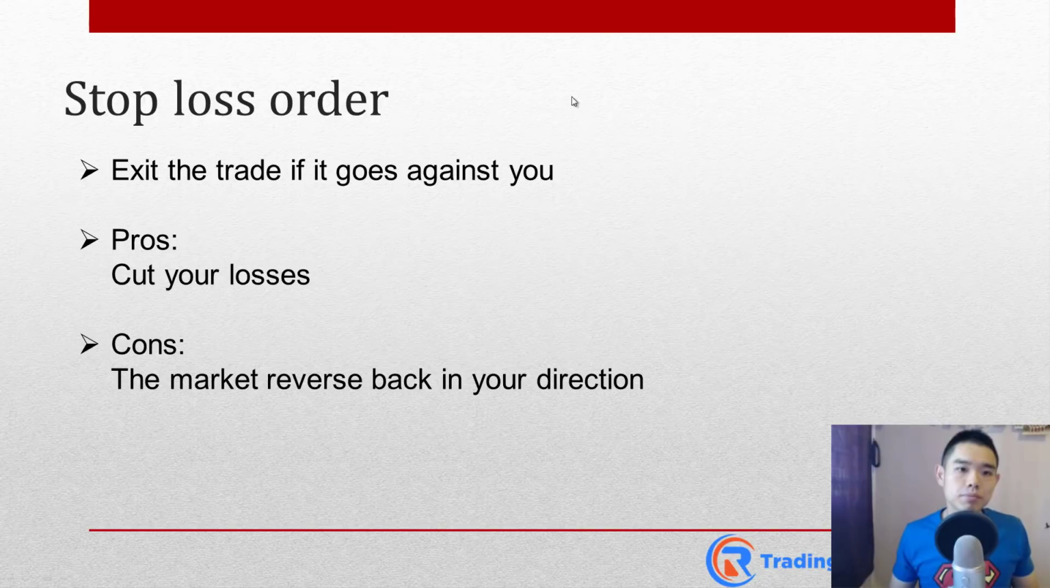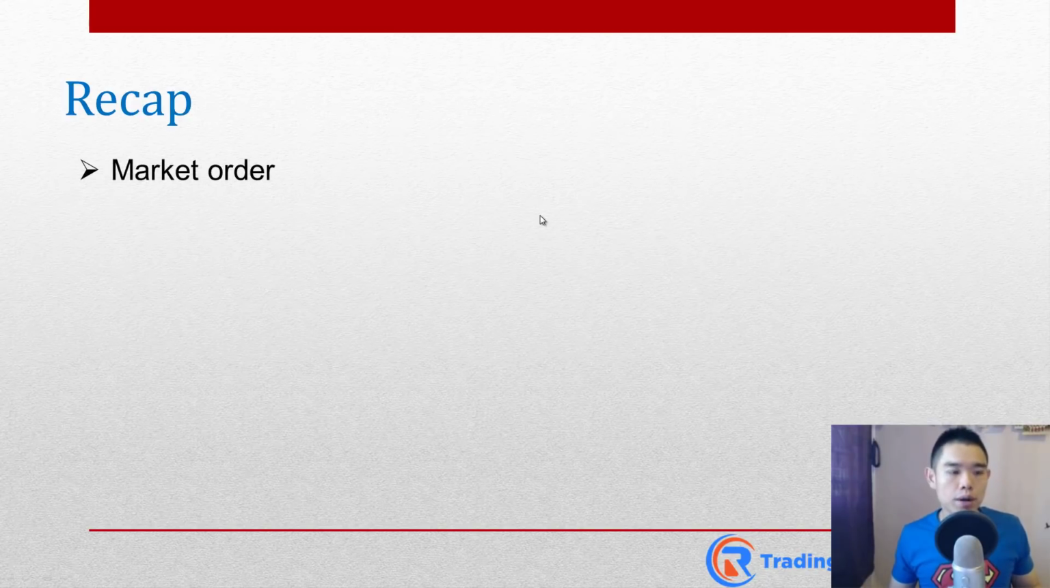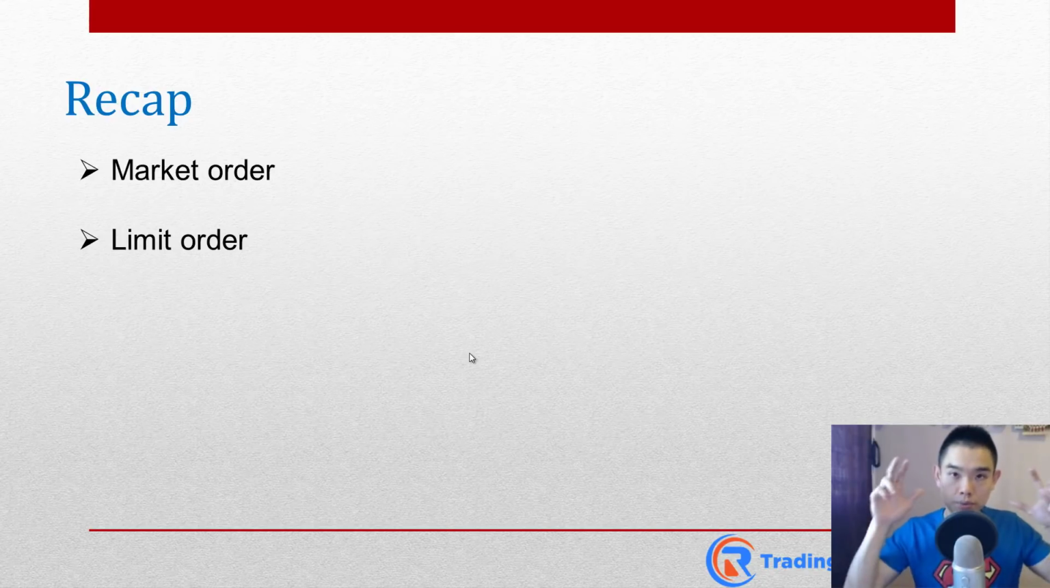So a recap. Number one, we talked about the market order. It gets you into the trade, into the market right now. You simply buy at whatever the asking price is. A limit order is an order that gets you in at a cheaper price. You set a determined price level that you want to enter, and if the market declines to that level, you'll enter the trade. That's a limit order.